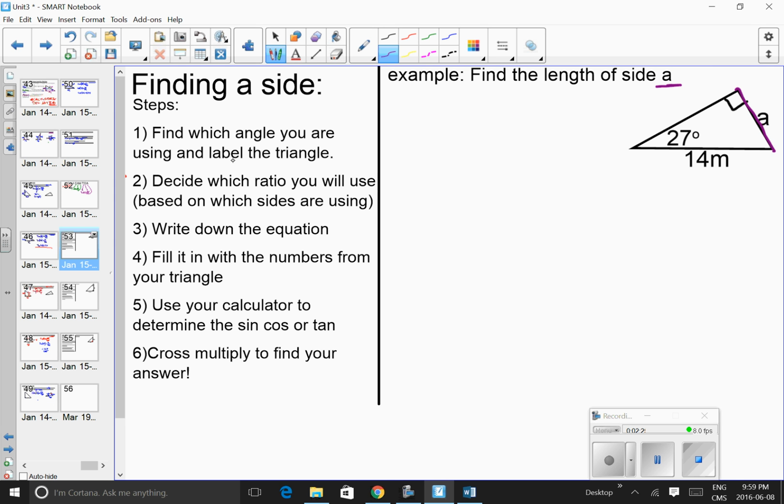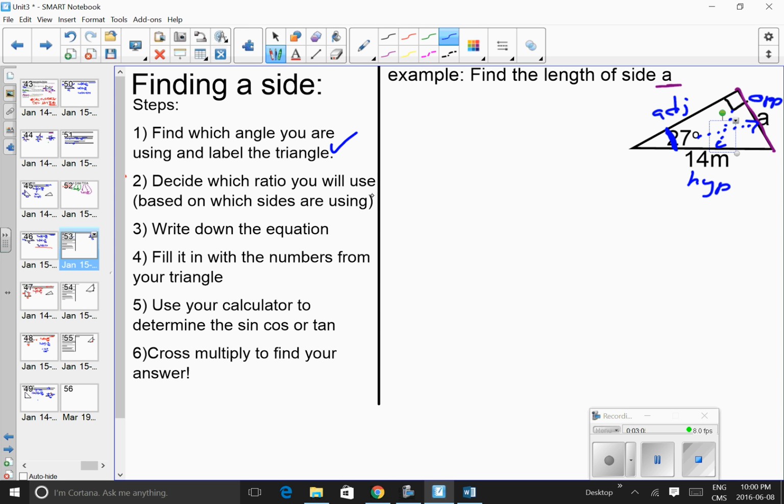So first, find the angle which you are using, the one that you know, and label the triangle. So this one, we know the 27-degree angle. That's this one right here. So we're going to label it from here. The side that the angle is looking at is our opposite. The side that the right angle is looking at is the hypotenuse. And my leftover side is my adjacent. Alright, labeled. Bam, done.